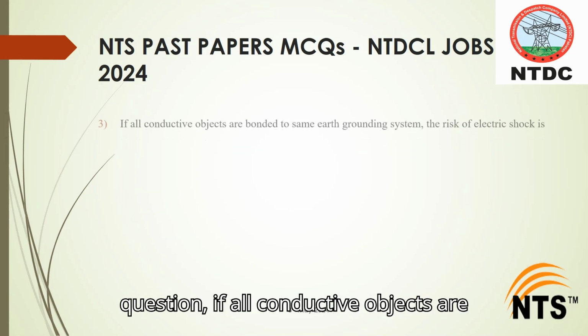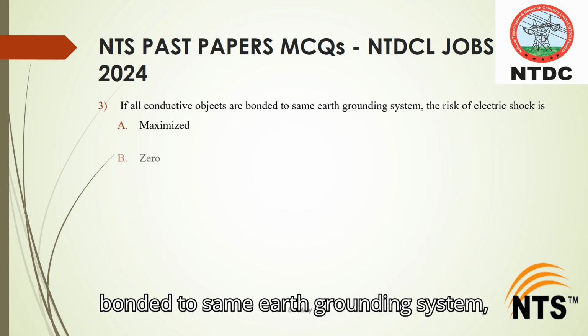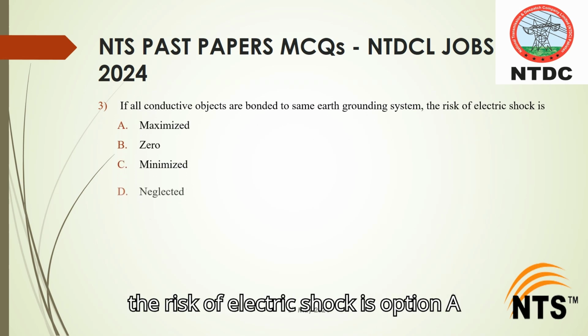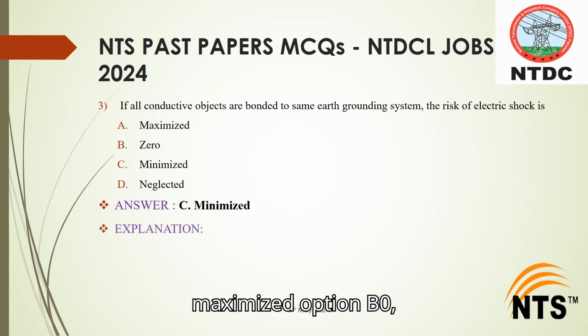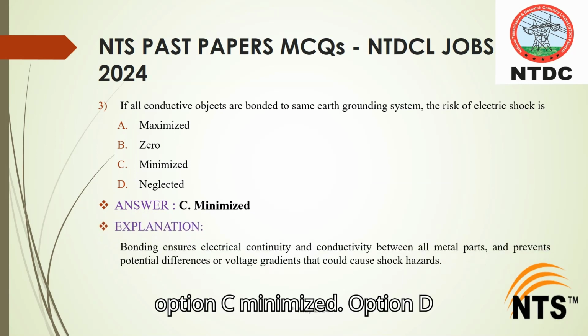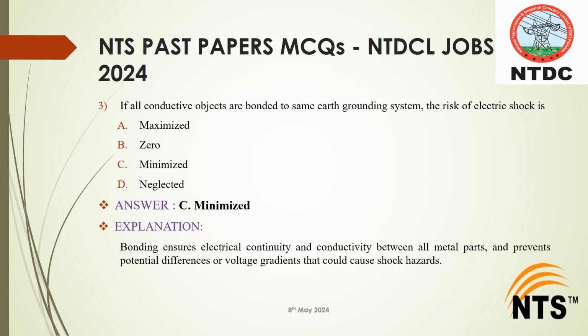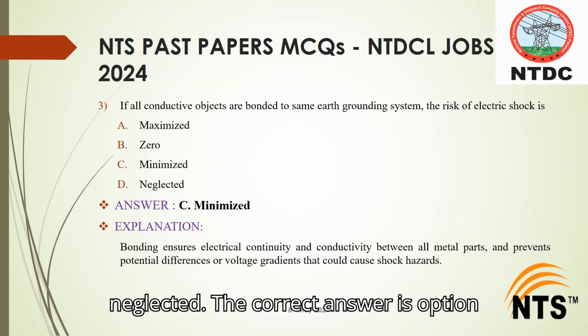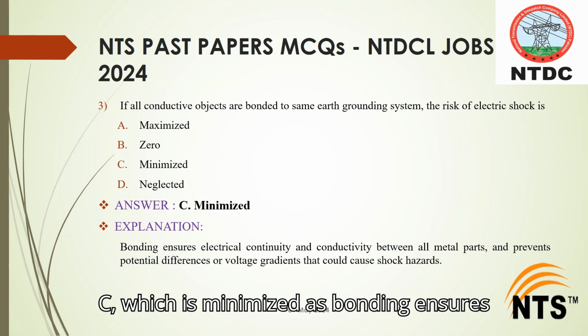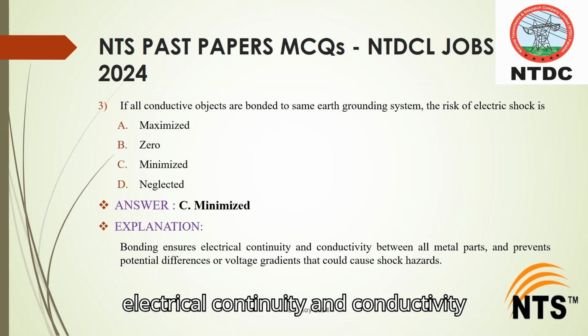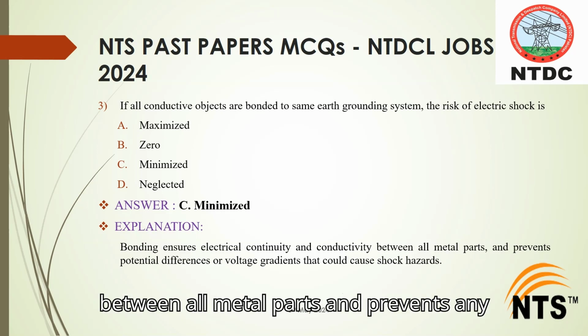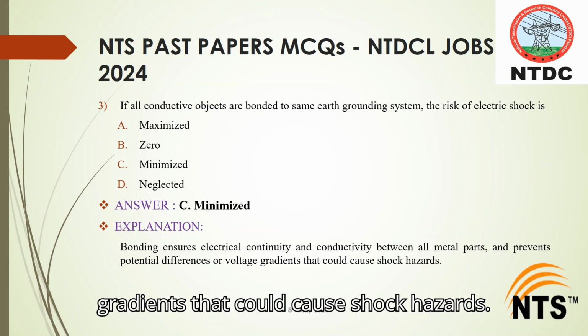Moving on to the third question. If all conductive objects are bonded to the same earth grounding system, the risk of electric shock is option A, maximized, option B, 0, option C, minimized, option D, neglected. The correct answer is option C, which is minimized, as bonding ensures electrical continuity and conductivity between all metal parts, and prevents any potential differences or voltage gradients that could cause shock hazards.